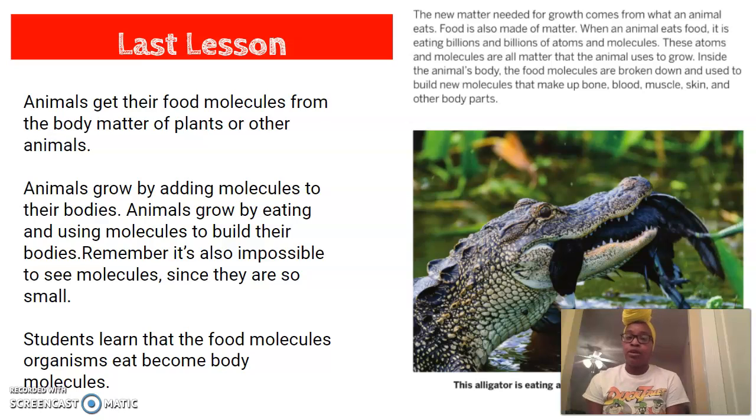You should be able to know that animals get their food molecules from the body matter of plants or other animals. Also, animals grow by adding molecules to their bodies. Animals grow by eating and using molecules to build their bodies. And also remember, it is impossible to see molecules because they are so small, so tiny. Students also learned that the food molecules organisms eat become their body molecules.